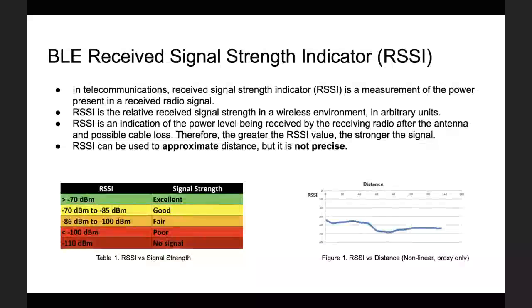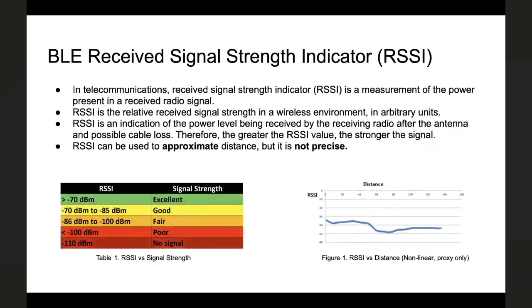In order to do this project, we use the knowledge of RSSI, which is a measurement of the power present in the received radio signal. Besides, RSSI is an indication of the power level being received by the receiving radio after the antenna and possible cable loss. Therefore, the greater the value of RSSI, the stronger the signal is, as you can see on table number 1. Moreover, RSSI can be used to approximate distance, but it is not precise, as you can see on figure number 1.